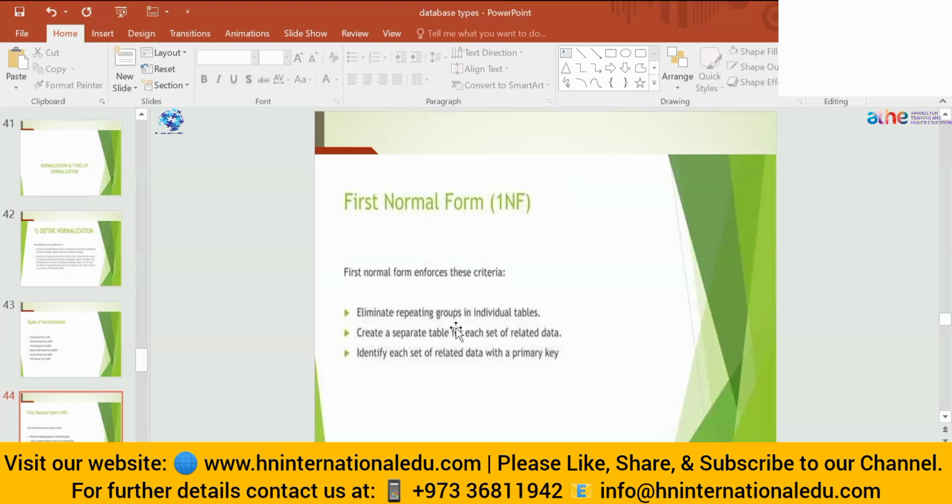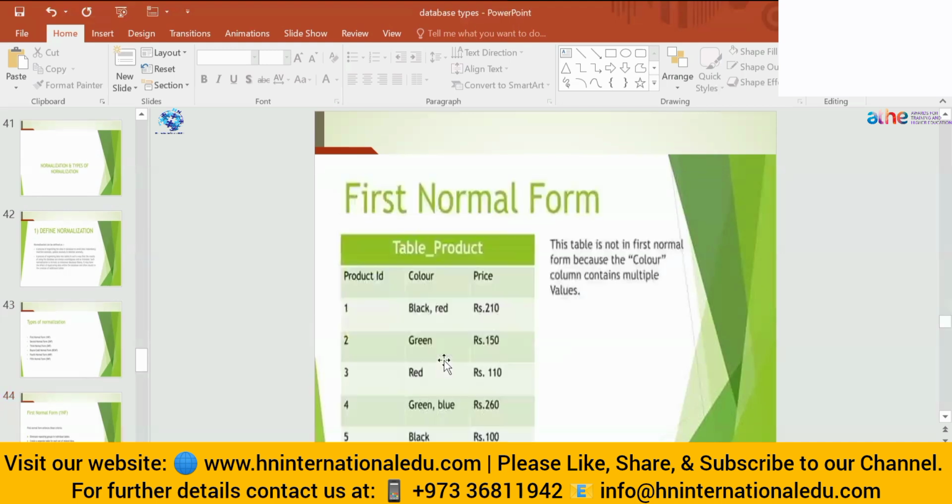We have to eliminate repeating groups in individual tables. If there are any repeating groups in an individual table, meaning any duplication, we have to eliminate them. Create a separate table for each set of related data. We have to create another table for the set of related data. Identify each set of related data with a primary key. As I have told you, each table has a primary key that uniquely identifies each row. So we have to identify each set of related data with the primary key.